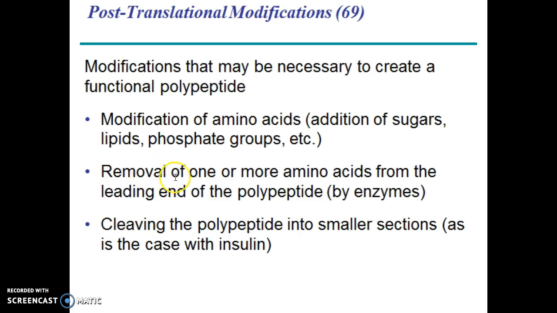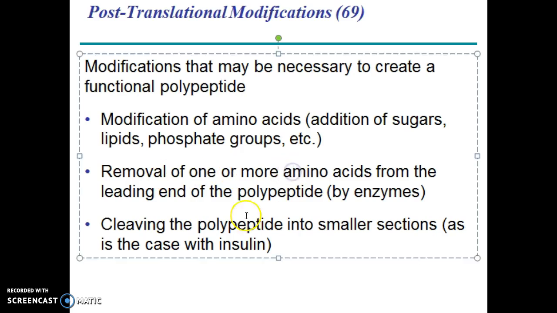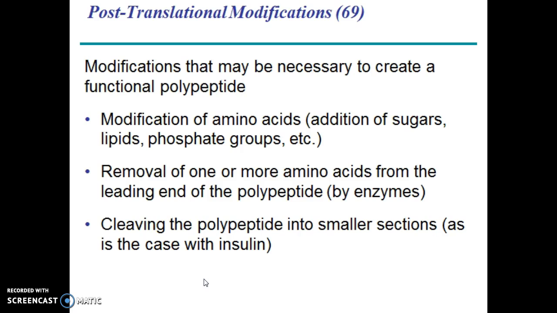The second would be removal of one or more amino acids from the leading end of the polypeptide. This will be done by enzymes. Amino acids may need to be removed simply because they might serve as a buffer, like that 5' cap did for the mRNA. But the amino acid might not necessarily be needed for the protein's job, so if it's not needed, get rid of it. And that's exactly what happens. We'll remove an amino acid or so from some of the proteins, allowing that protein to become functional. And that usually happens from the leading end of the polypeptide, not necessarily the tail end.